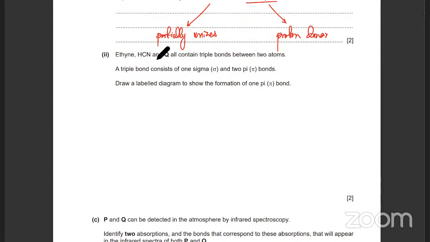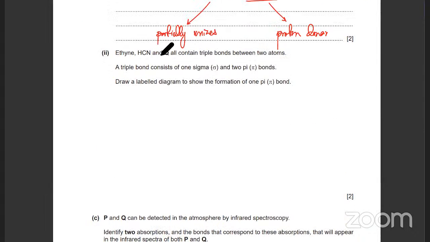I'd say it is ethyne, and all triple bonds between two atoms. A triple bond consists of one sigma and two pi bonds. Draw a labelled diagram to show the formation of one pi bond. That's in HCN, right? You've got HCN, that's H with C triple bond N.